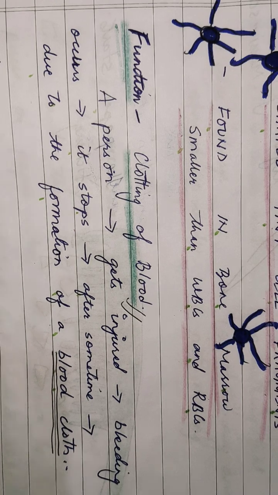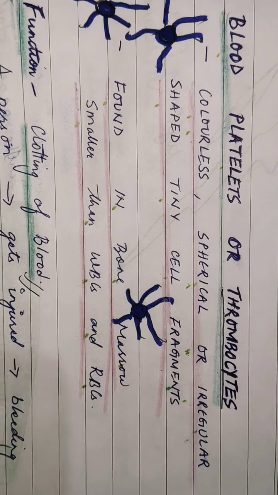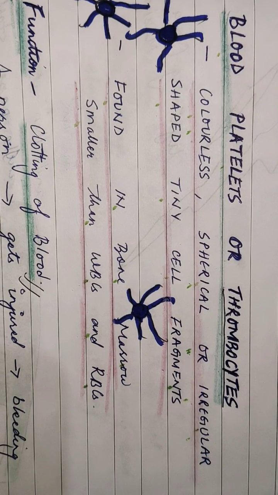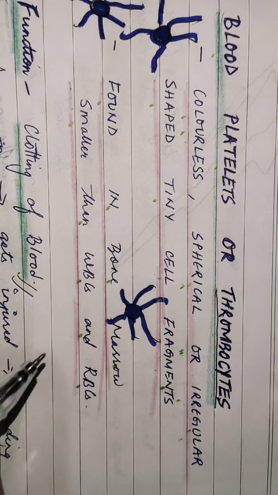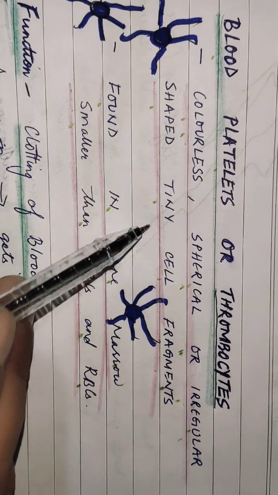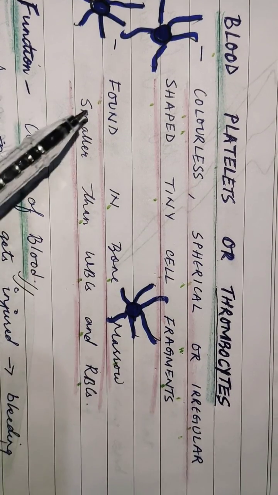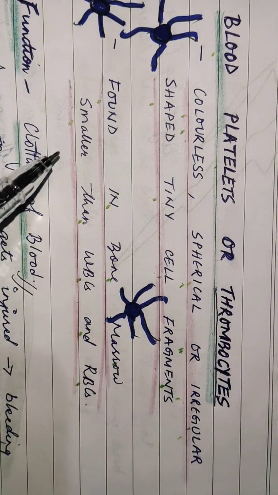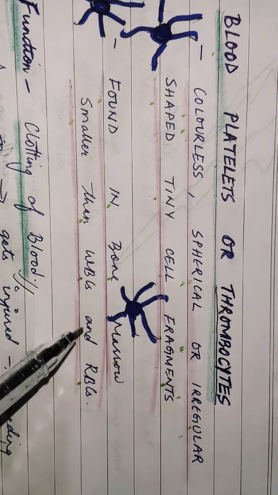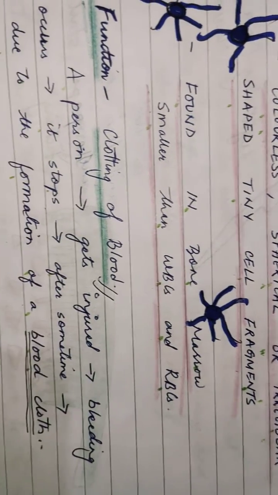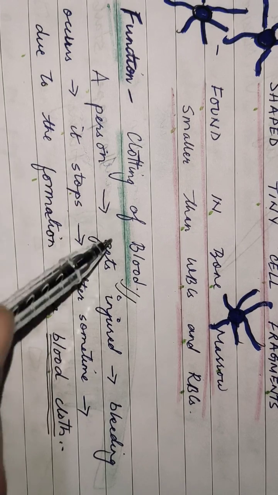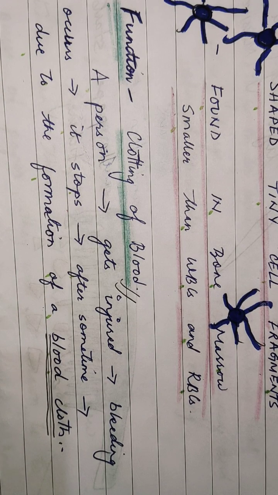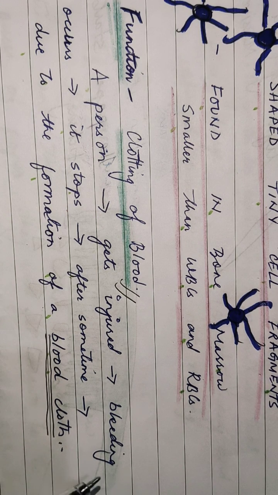Okay, so once again, blood platelets or thrombocytes: colorless, spherical or irregular shaped tiny cell fragments. It's found in bone marrow, smaller than WBCs and RBCs. Main function is clotting of blood. A person gets injured, bleeding occurs, it stops after some time due to the formation of a blood clot.